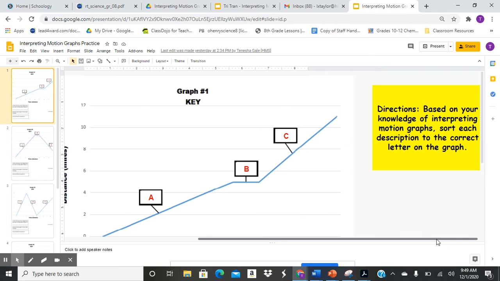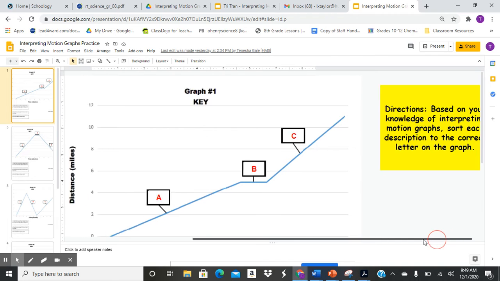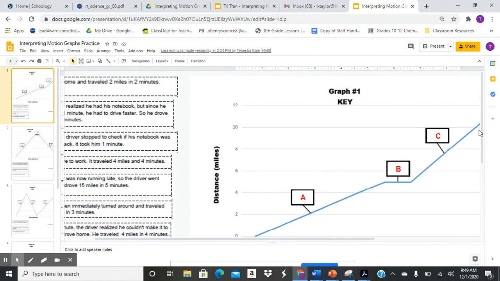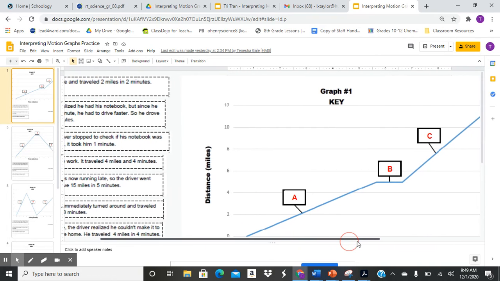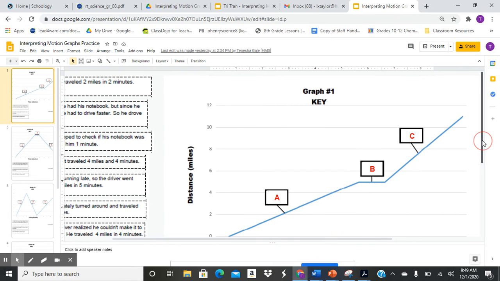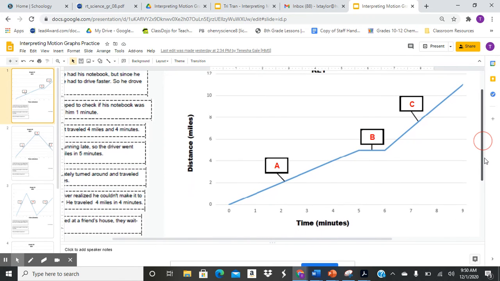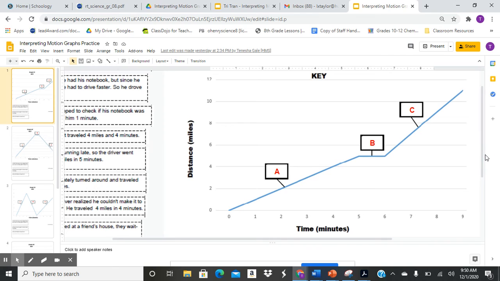So I'm going to do graph 1 with y'all, and then I want y'all to do graph 2, 3, and 4 on your own. One thing that I just learned is that the direction that a line is going on the graph means something about the motion, right? When I'm looking at distance time graphs, if the line is going up, that means the object is moving away from the starting point. If the line is straight across, it's stopped. If the line is moving down, it's moving back towards the starting point.